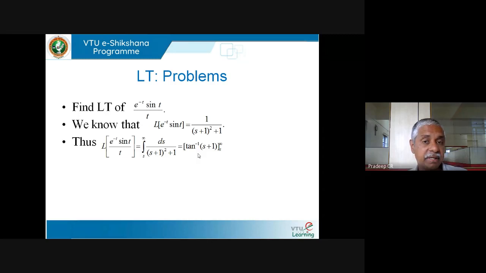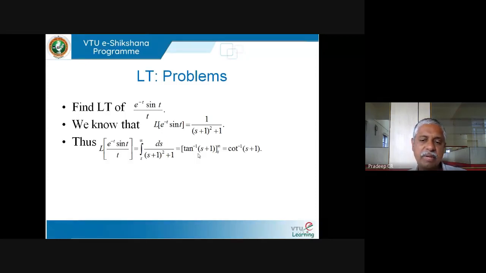If it is infinity, tan inverse of infinity plus 1, infinity plus 1 is infinity. So tan inverse infinity is pi by 2, and the other tan inverse will remain as s. So pi by 2 minus tan inverse of s plus 1, which is the same as cot inverse of s plus 1. I hope it's clear.